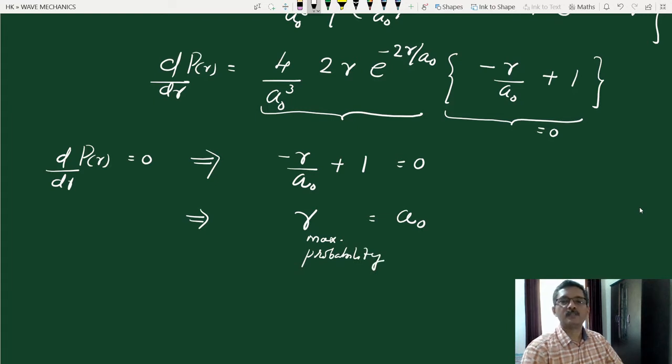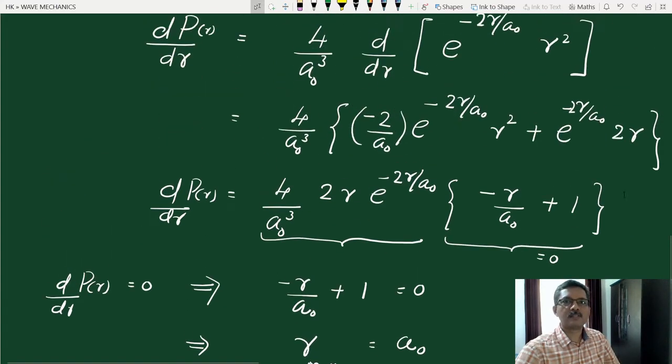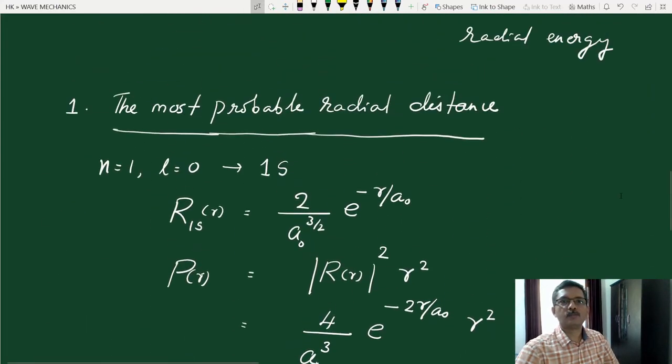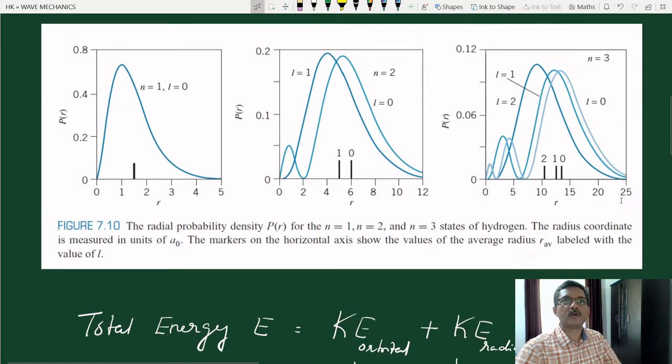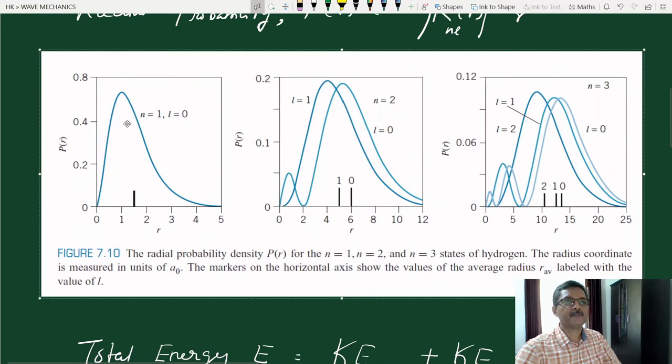In other words, this is the most probable radial distance from the nucleus. So when the electron is in the 1s state, the most probable radial distance from the nucleus is a0. In other words, the plot of radial probability should be maximum at a0. Look at the plot given here for the 1s state. This is maximum exactly at a0.